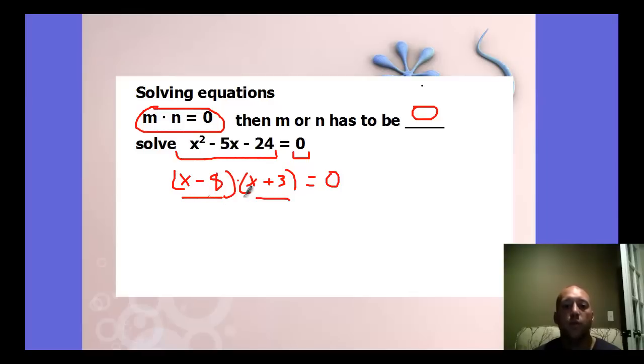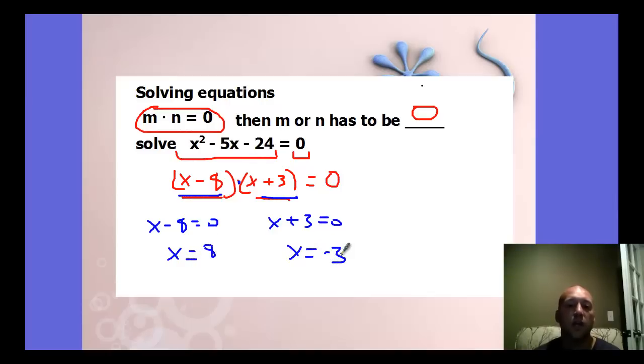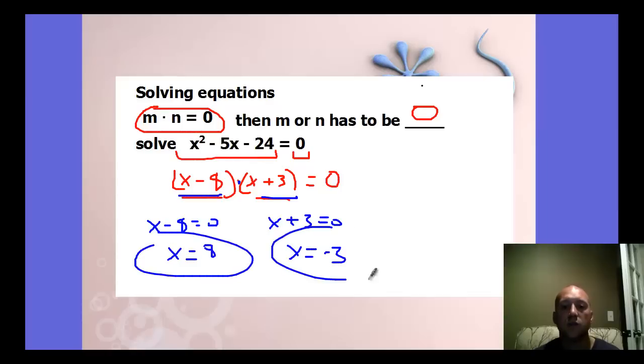Now we have two factors, two binomials that multiply together to equal 0. So the only way that's going to be true is if one of these factors, if x minus 8 equals 0 or x plus 3 equals 0. One of these two things has to be true. So you solve both of them, and you find x equals 8 or x equals -3. So we're solving this equation. We are actually finding the x values that make this equation true.